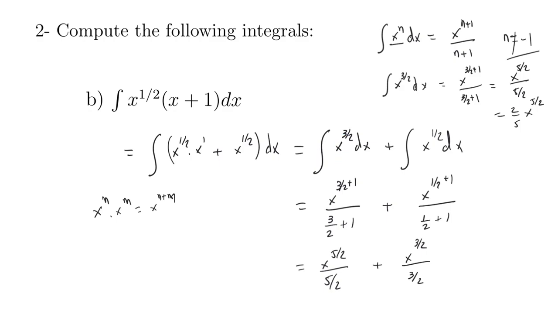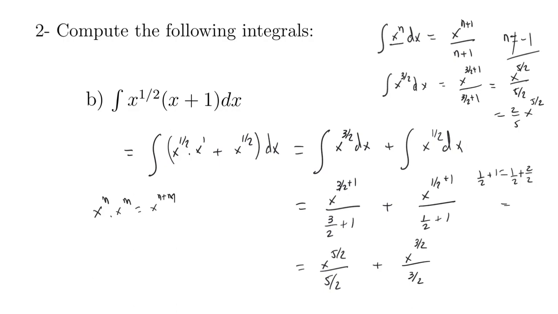X to the power 3/2, I already did, is x to the power 5/2 divided by 5/2, and x to the power 1/2 is x to the power 1/2 plus 1. I will write the 1 like 2 divided by 2, so I can sum, and it will be 3 divided by 2. So 1/2 plus 1 is the same as 1/2 plus 2 divided by 2, which is 3/2.